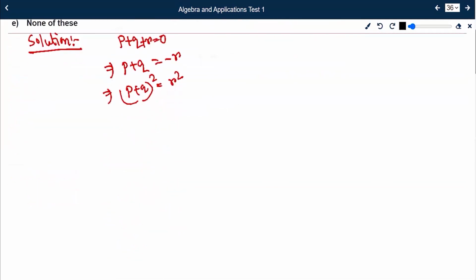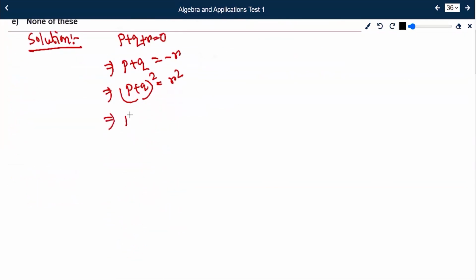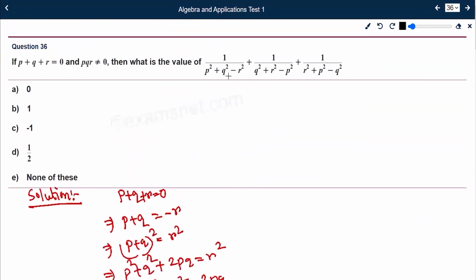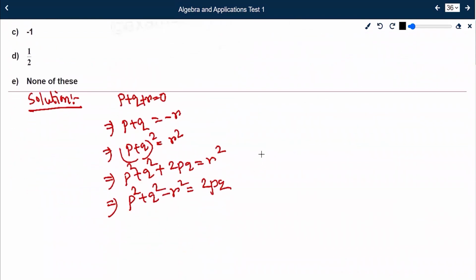So here p square plus q square plus 2pq equals r square. Now I can write it this way. Now look here, p square plus q square minus r square is given in the denominator of the first term. So this way we are going to find the value of the denominators of the other two terms as well. And for that, how can I do that? Let's name it equation 1.